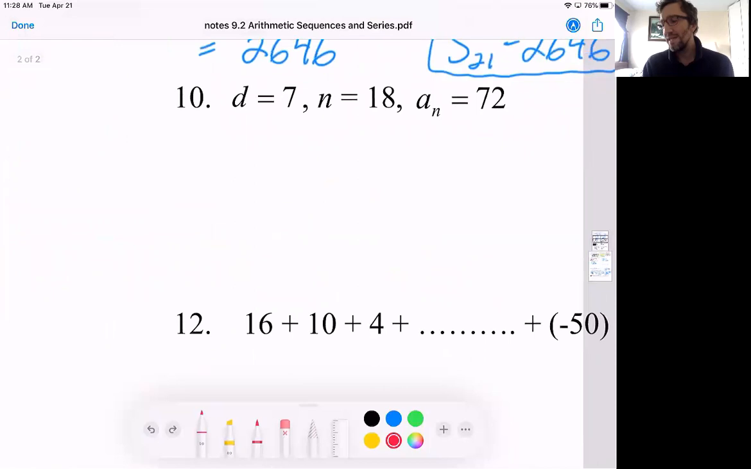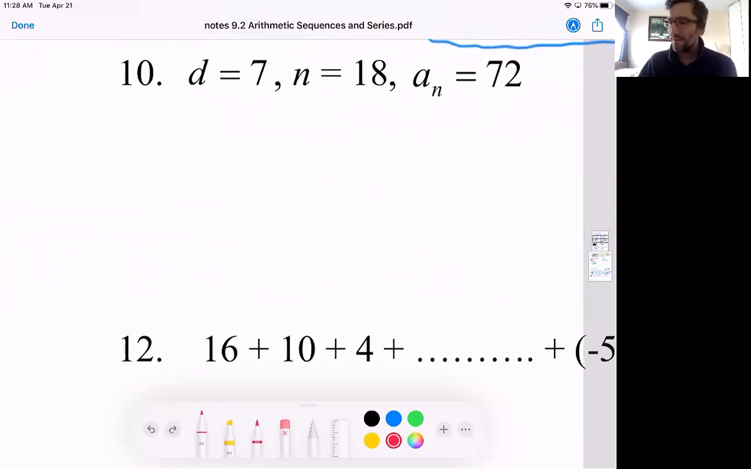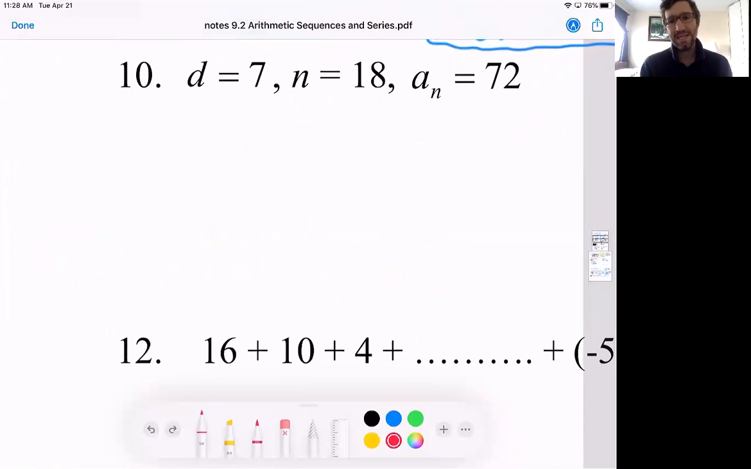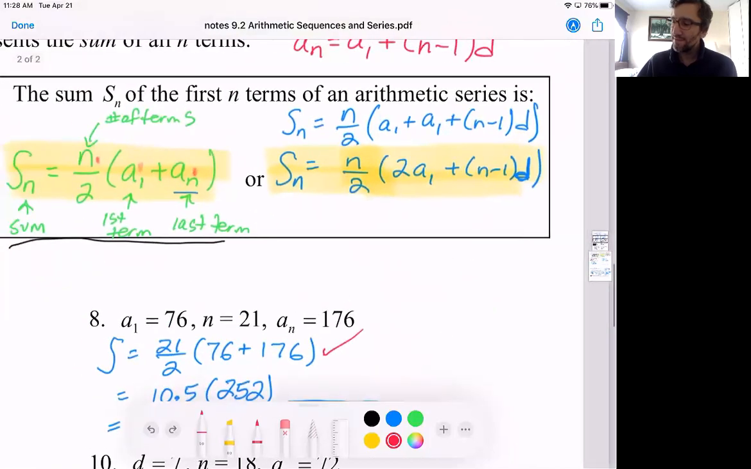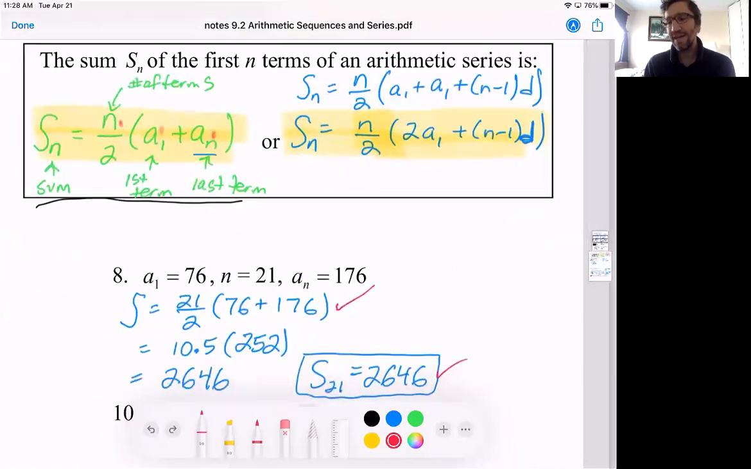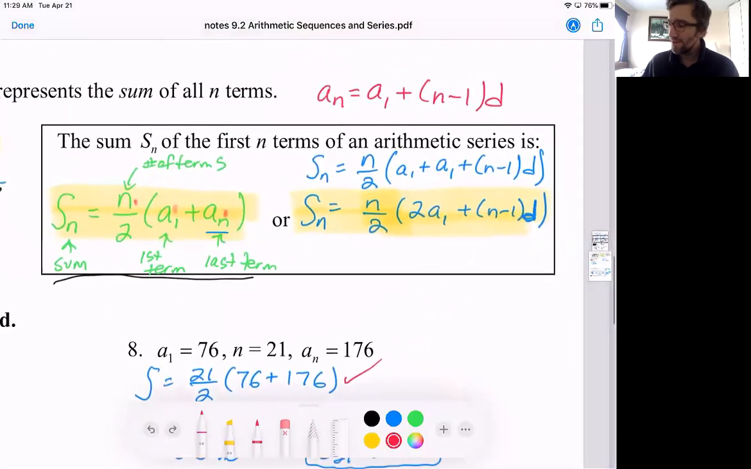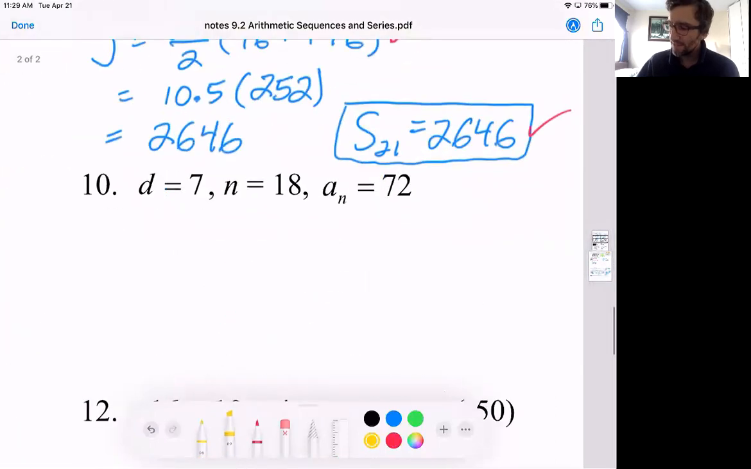Next we have d provided, the common difference, the number of terms 18, and a sub n, 72. This one's different, right? Because both of these formulas have a sub 1. So you can't use either of these formulas until you figure out what a sub 1 is. This is a good example where you're going to have to use this formula first to find a sub 1. So let's do that on number 10.